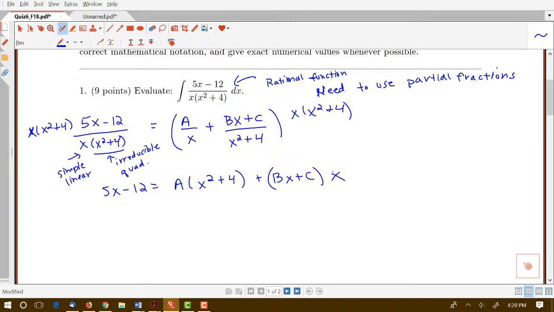I noticed that some people are writing down just this part without the equals 5x - 12. You do need both sides because you have an equation that you're working with, and then you're trying to find what values of A, B, and C make that equation true. So you need both sides here.